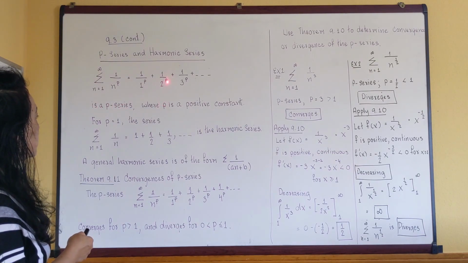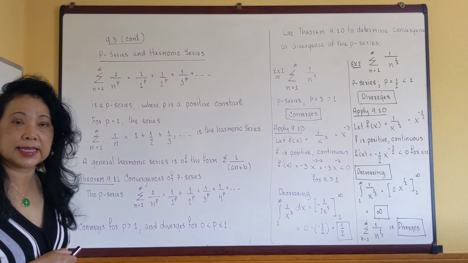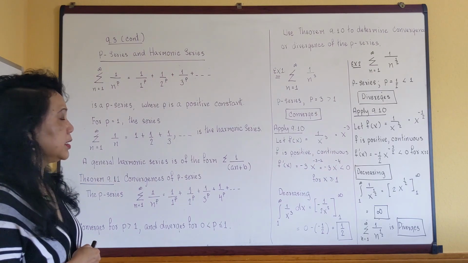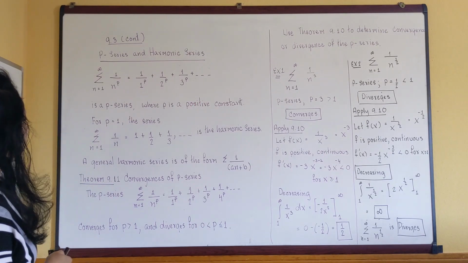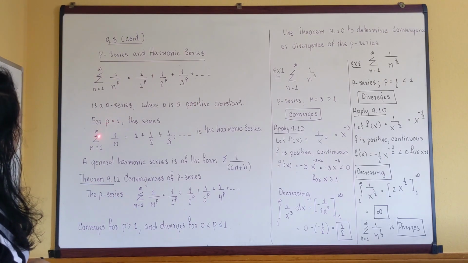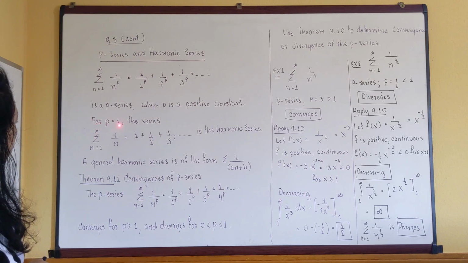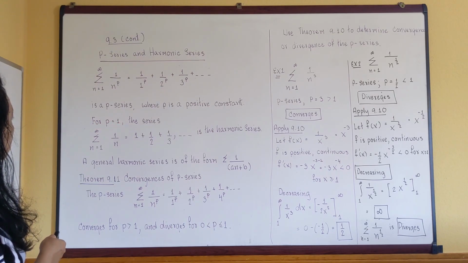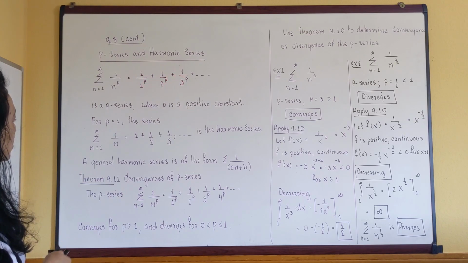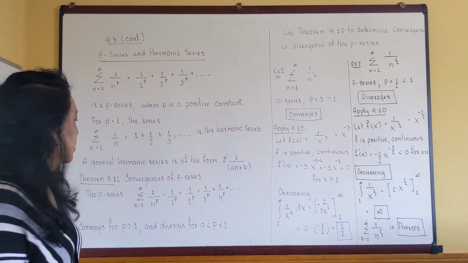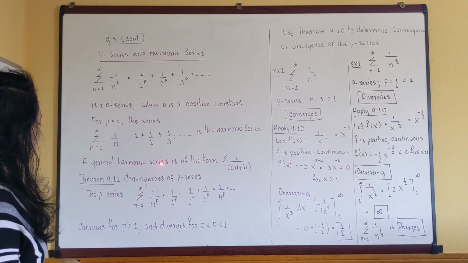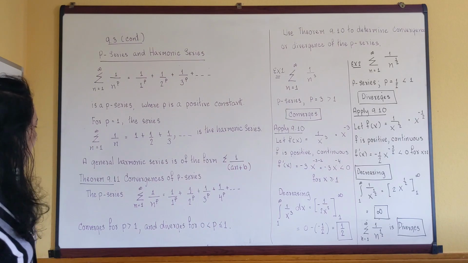P here has to be a positive constant. It can be a whole integer or a fraction, that's okay, but it has to be a positive constant. We have a special case when p equals 1. If p equals 1, you're going to have 1 over 1, 1 over 2, 1 over 3, as I showed you here, which is the harmonic series. The general harmonic series is in this form.